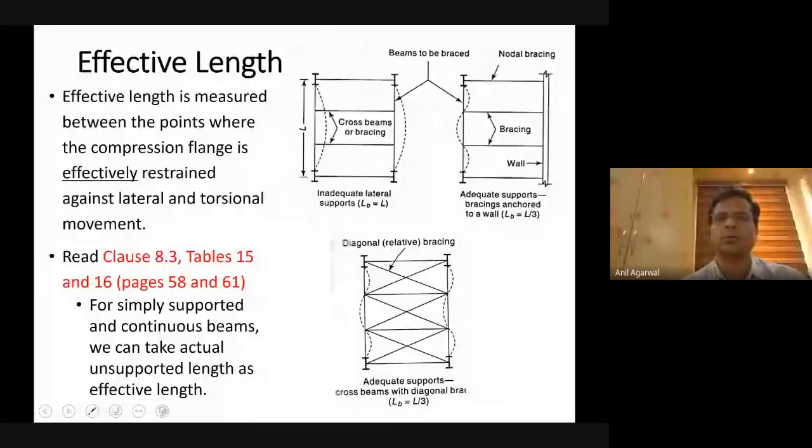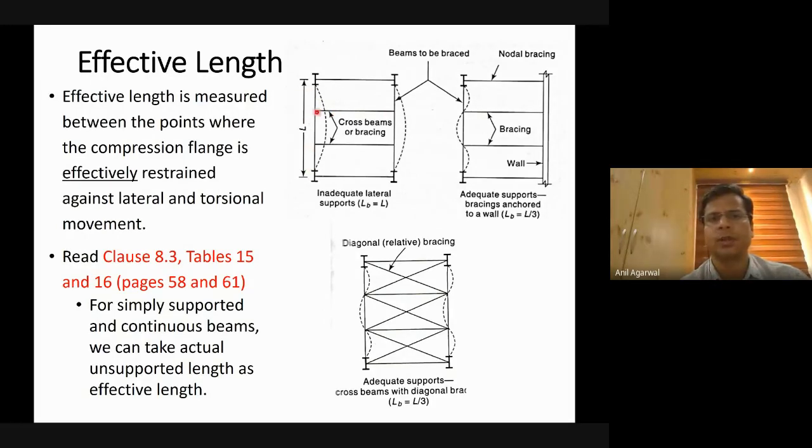Okay. And then the question comes, how do we calculate LLT? Because it is LLT that will tell us the value of lambda LT, and lambda LT is the one that governs the lateral torsional buckling capacity of the beam. Okay. So we had discussed this one for a lateral support.